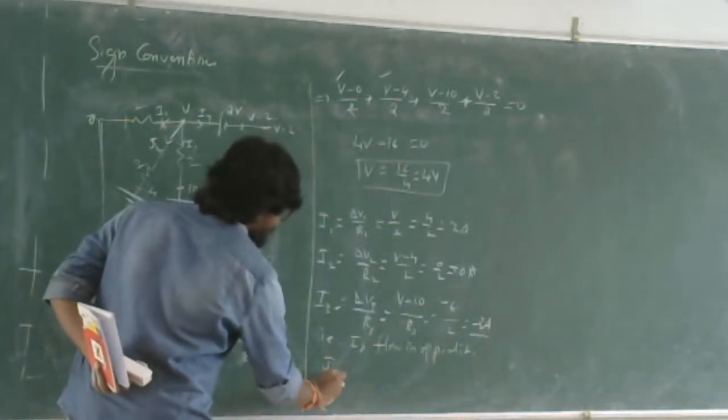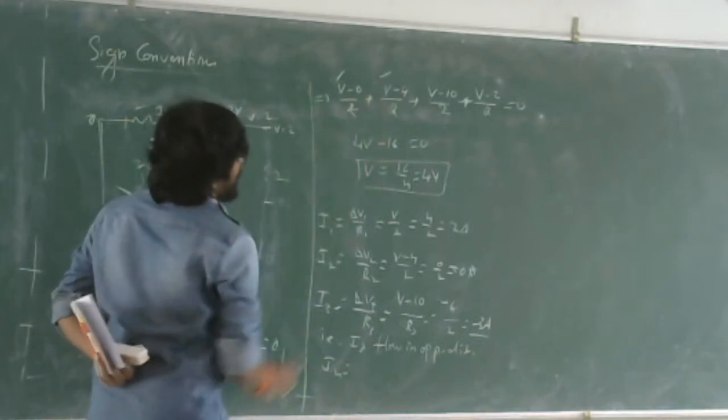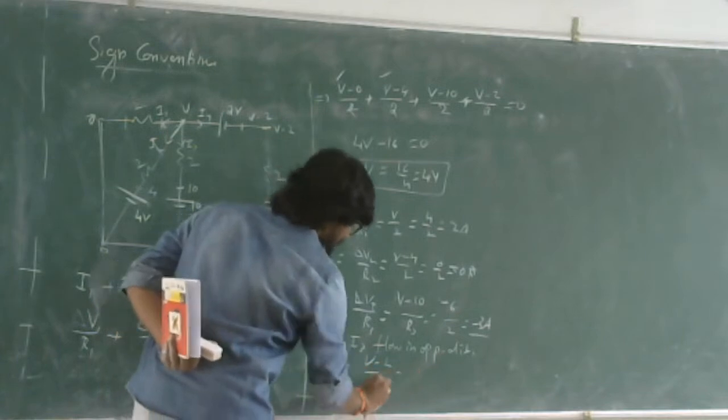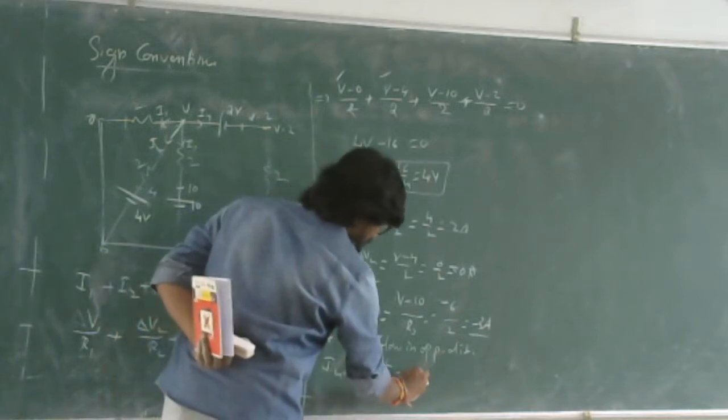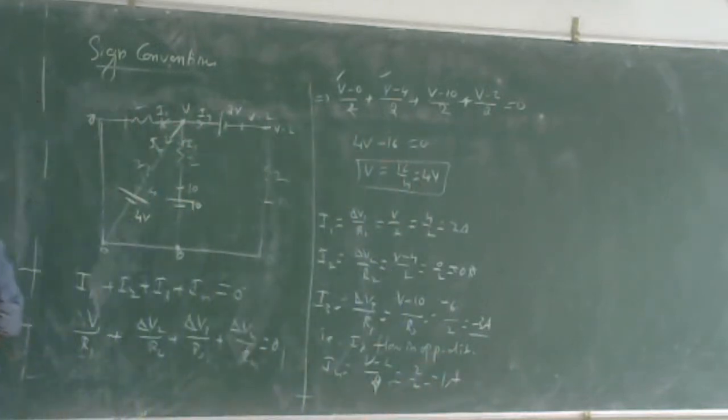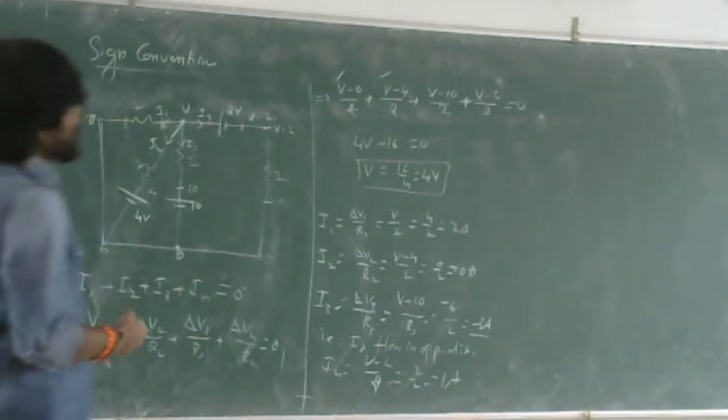Next, I4. I4 is V minus 2 by 2. 4 minus 2 is 2, by 2, which is equal to 1 ampere. This is the current in each resistor. Got it? So try to work out these kinds of questions.